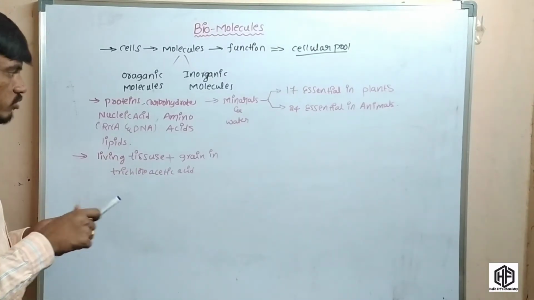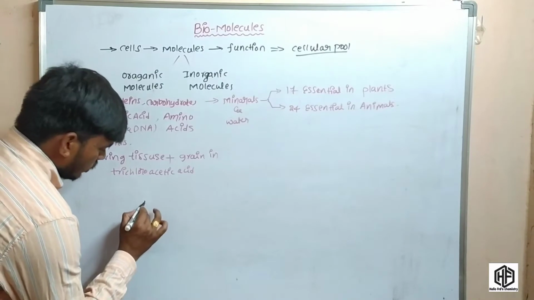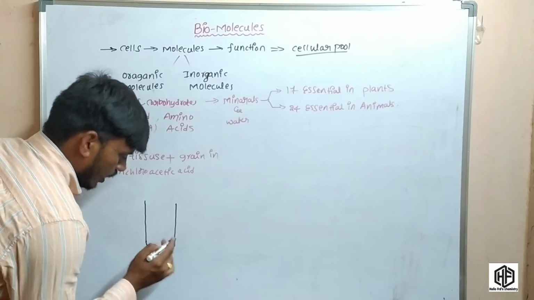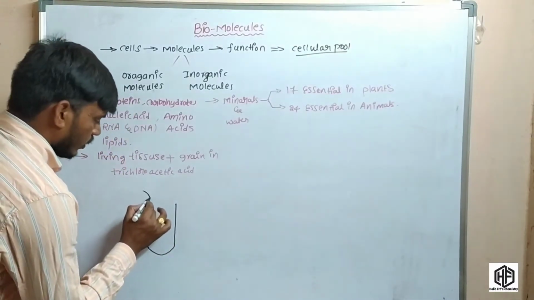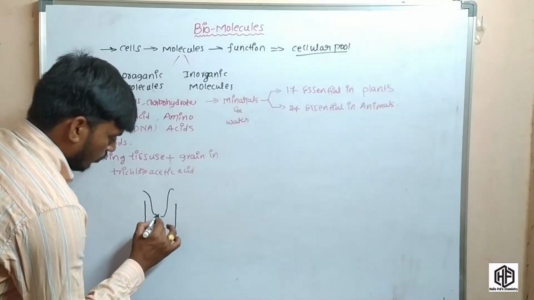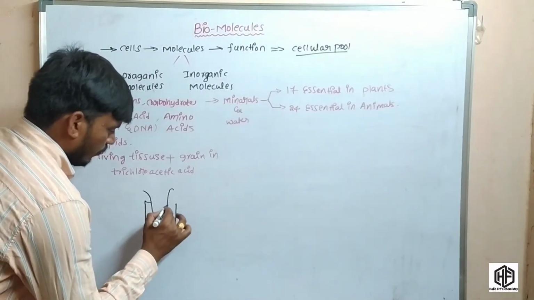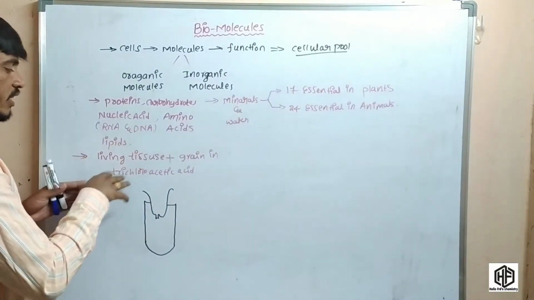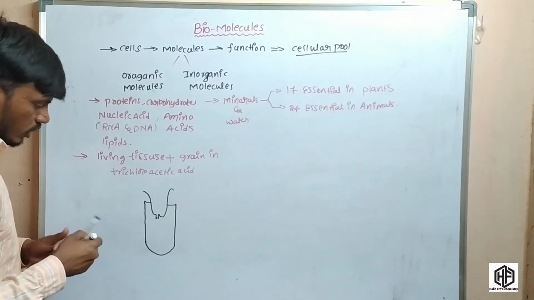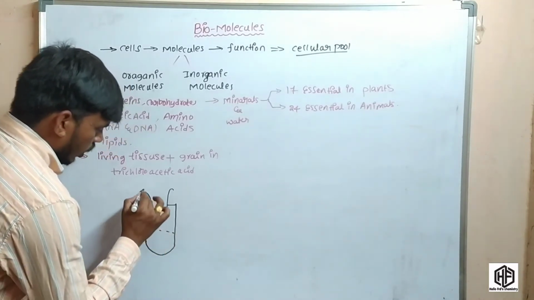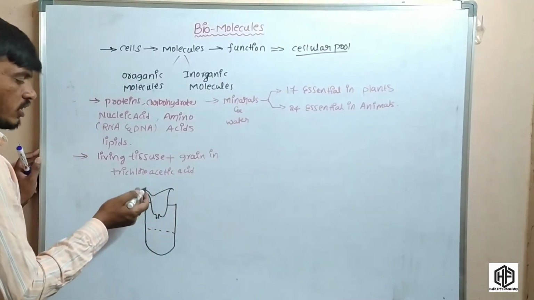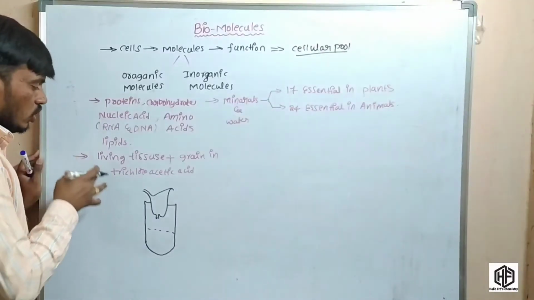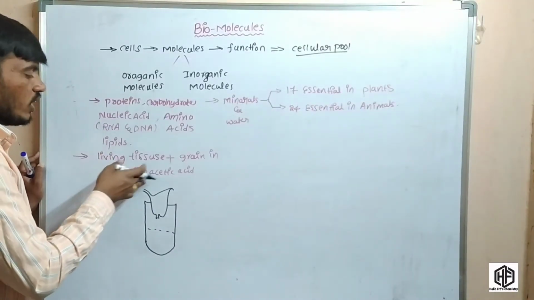You have to consider the experiment like this. This is a beaker, and in it is a conical flask. I will represent this conical flask like that. Okay friends, what happened there exactly? The living tissue is ground in trichloroacetic acid. At the bottom of this flask there is cotton, which is the filtrate of this experiment, and a filter paper is given there.